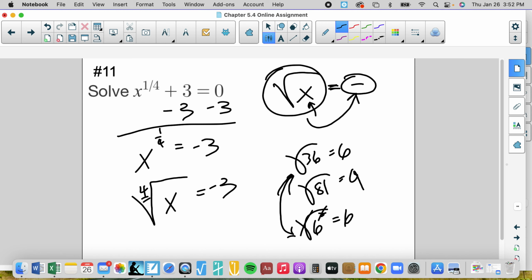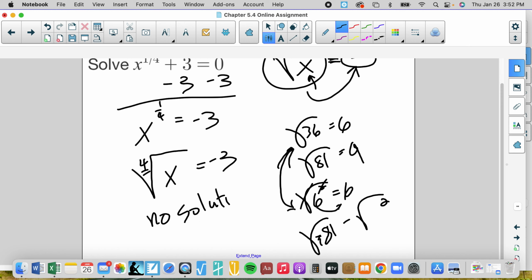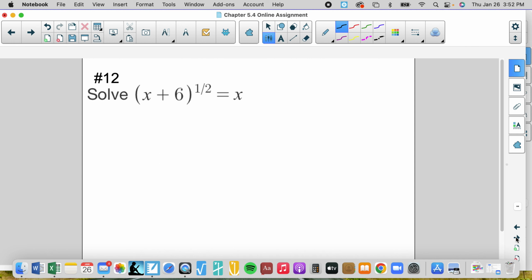So when we have negative 3, no value is ever going to pop out. No negative value, because what if we had the square root of negative 81? We can't write that as a square of something, because a negative, anything's always going to produce a positive. So this is going to be no solution. Not only because there's no 4th root that equals 3, but there's no 4th root that is ever going to produce a negative number. So this answer would be no solution.